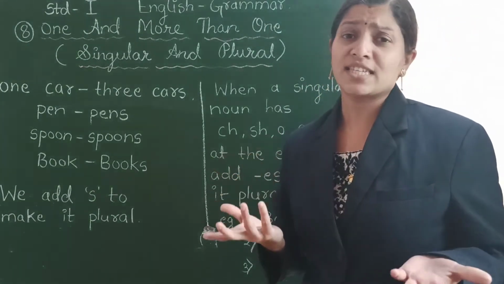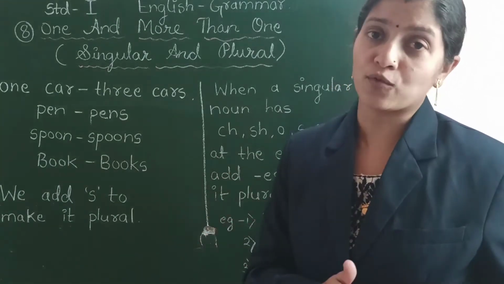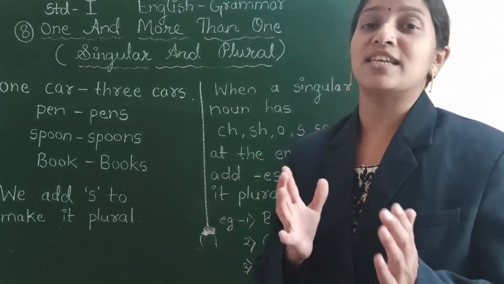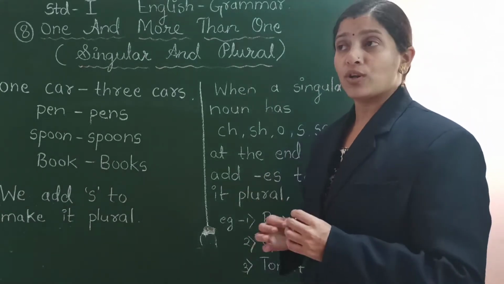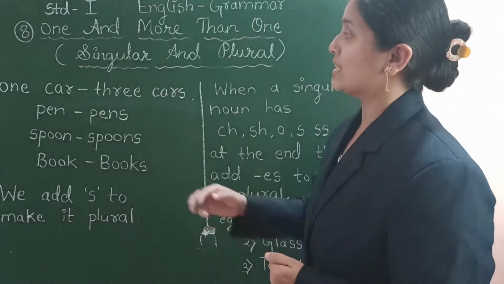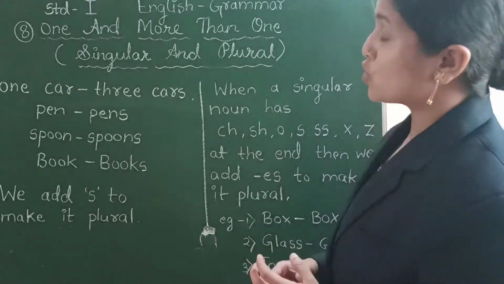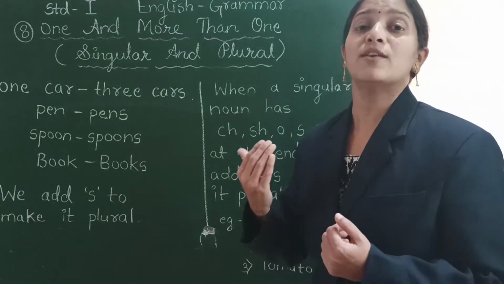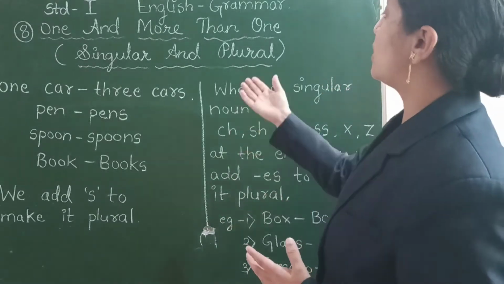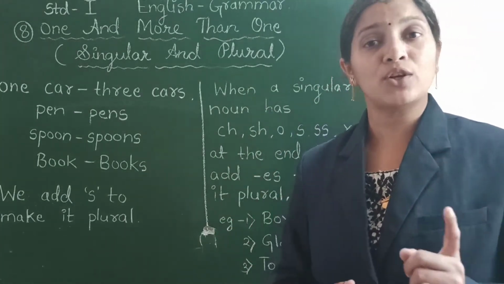So what is this singular and plural? First, I will be telling you what is a singular form and what is the plural form. So, when a noun, that is a naming word, refers to only one person, one animal or one object, we call it a singular form. And when the noun refers to more than one person, more than one object or more than one animal, we call it a plural form. Or I can say, if we are speaking about any one object.